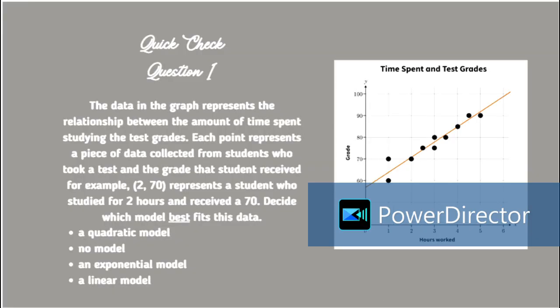Quick check question 1. The data in the graph represents the relationship between the amount of time spent studying for the test and test grades, and each point represents a piece of data collected from students who took a test and the grade that student received. For example, (2, 70) represents a student who studied for 2 hours and received a 70. Decide which model best fits the data. This one you can just look at and tell which type of model it is. This one is not an option.